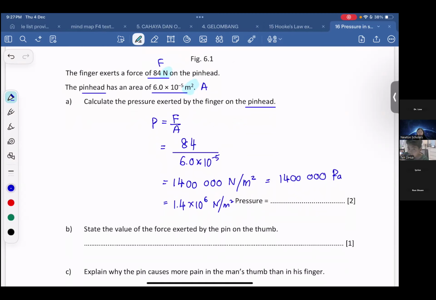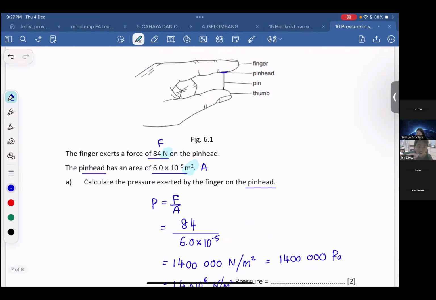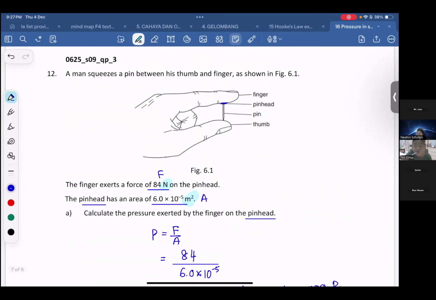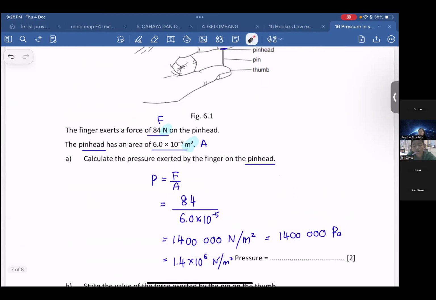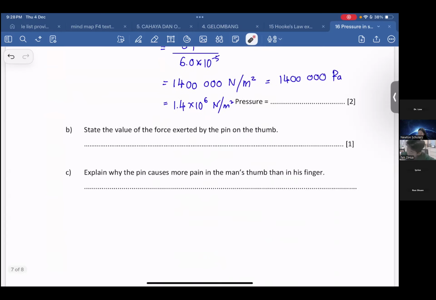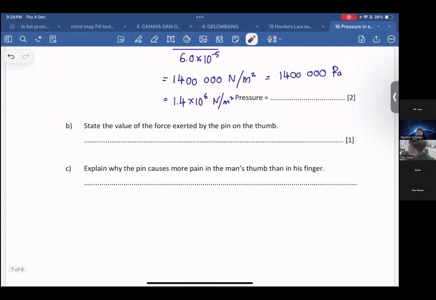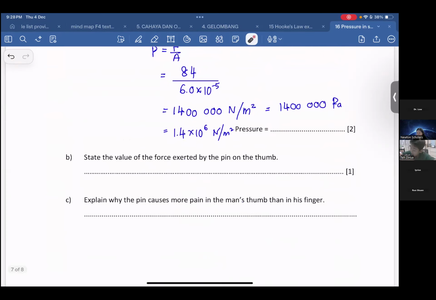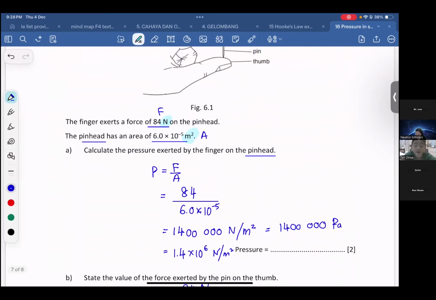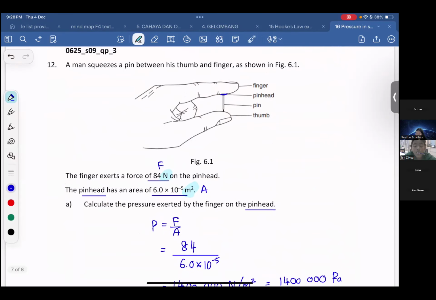State the value of the force exerted by the pin on the thumb. So just now here, let me have a look. Finger force is 84. How about your thumb? What force does your thumb experience? 84 Newton also. Correct. Zihua correct. So here, 84 Newton. Same force. Okay.